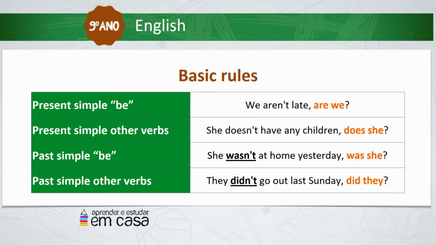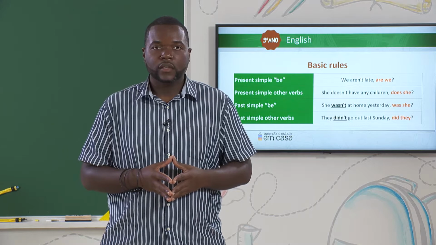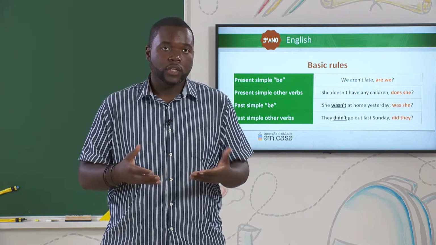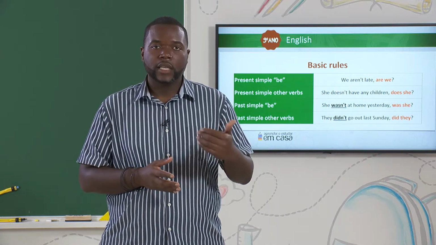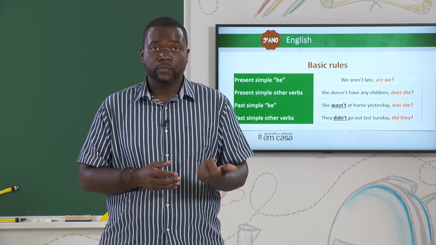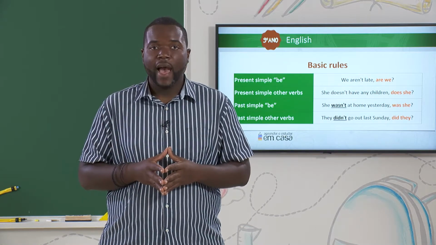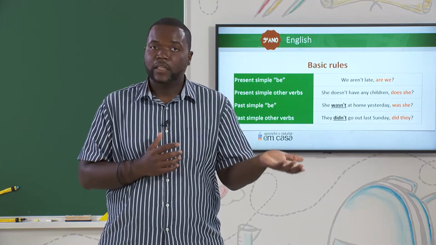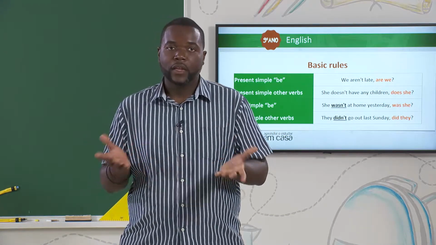Now with the present simple, with other verbs. She doesn't have any children. Does she? Now, students, what we have with the second example is the use of the present simple, but with different verbs. She doesn't have children. Does she? We used a different verb from the verb to be, but the rules are the same. When in the first clause, we have the verbs in the negative, and in the second clause, the verbs change to the positive. Okay? Let's continue.